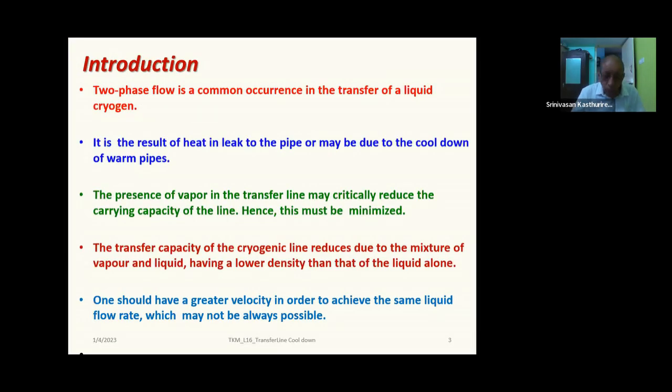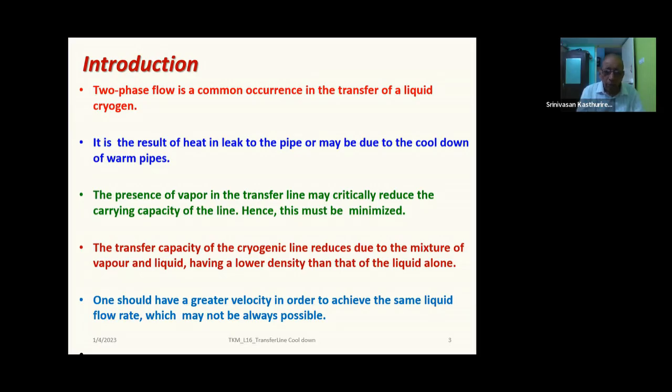Okay. First of all, what is a transfer line? A transfer line is a device which carries cryogenic fluids. It can be liquid nitrogen, liquid oxygen, or argon, even liquid helium. The transfer line is a device which carries the cryogenic fluid from one location to another location.